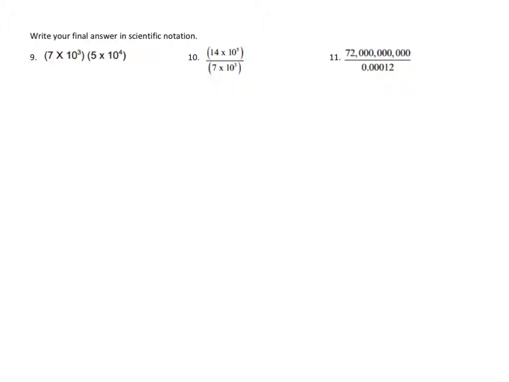So just think about the rules we're doing. So what's 7 times 5? 35. 10 to the third times 10 to the fourth, add them, you get times 10 to the seventh. But this is not scientific notation, because in scientific notation, the base has to be equal to 1 but less than 10. So I got to move that back, which means I have to add one more. So I get 3.5 times 10 to the 8th.